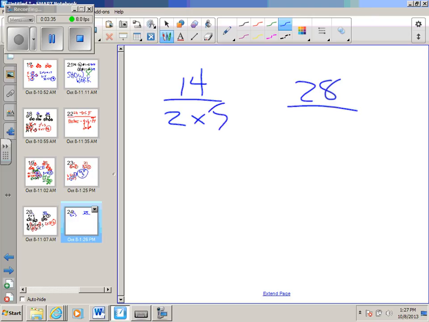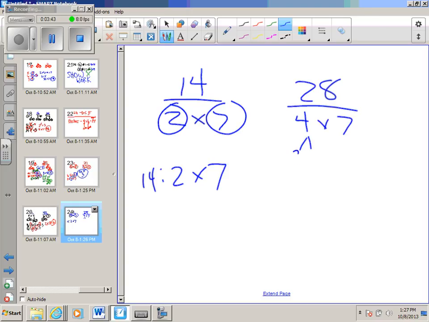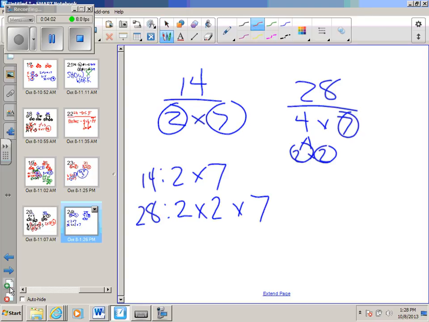2 and 7, both prime. Okay. 28, 4 times 7. 2, 2, 7. Now, when you did your prime factorization for today, you used exponents when you tied everything together. For GCF, maybe it's easier if you just do this the long way. You can certainly do it with exponents, but if we're looking for what they have in common, I can just circle their common factors, say, okay, there's a 2. Anything else that they would have in common?